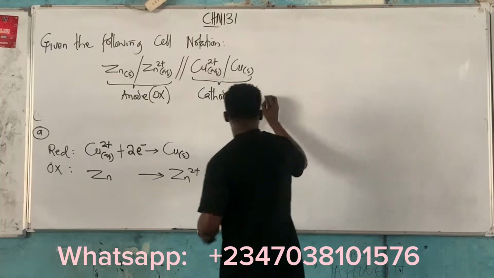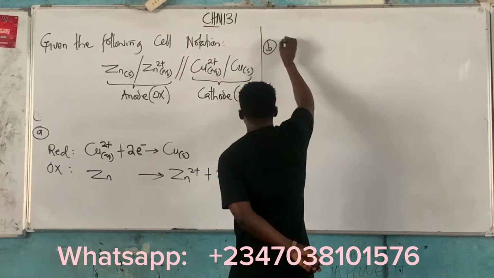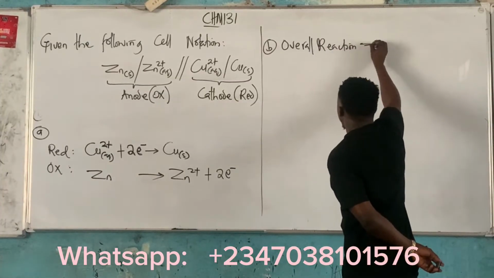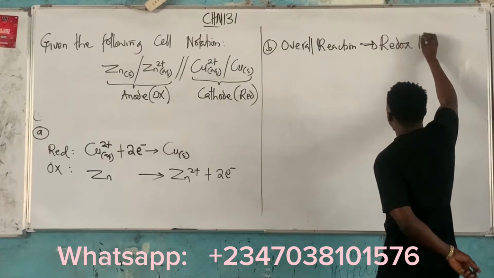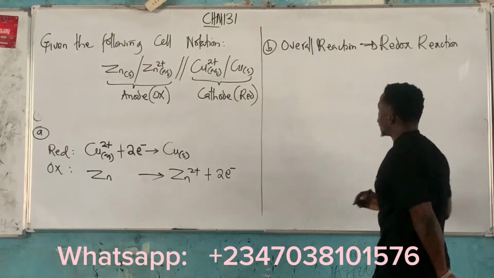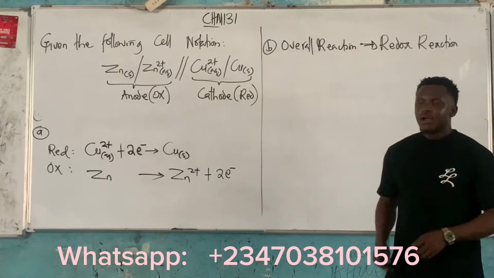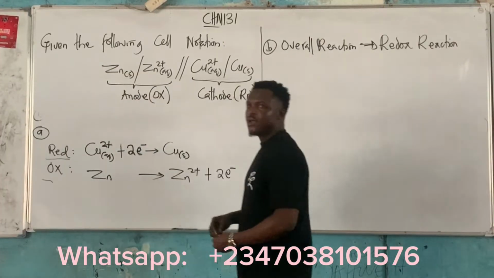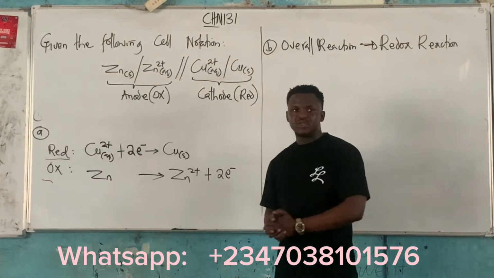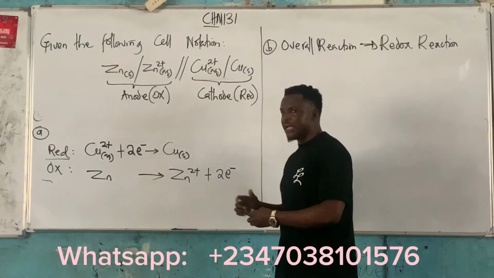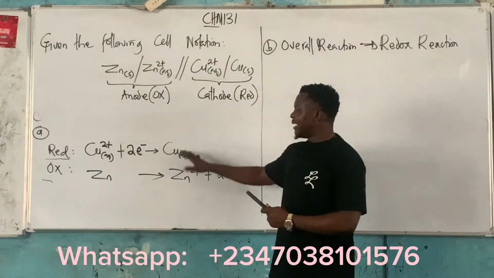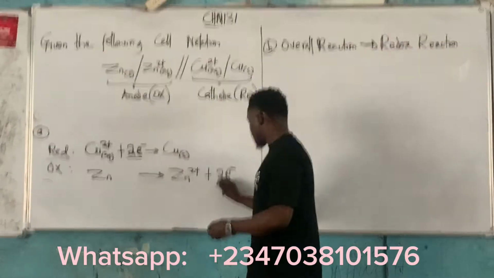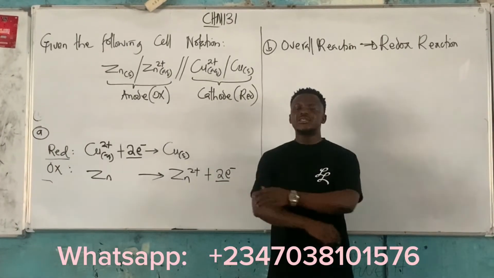Overall cell reaction is always what we refer to as redox reaction. In redox you can see red already there, and you can see ox. So for me to form the redox reaction, I'll simply combine the two of them together. Clara, listen. Before you combine these two together, look at the electrons. If they are not the same, you cannot add them together. It's a must.